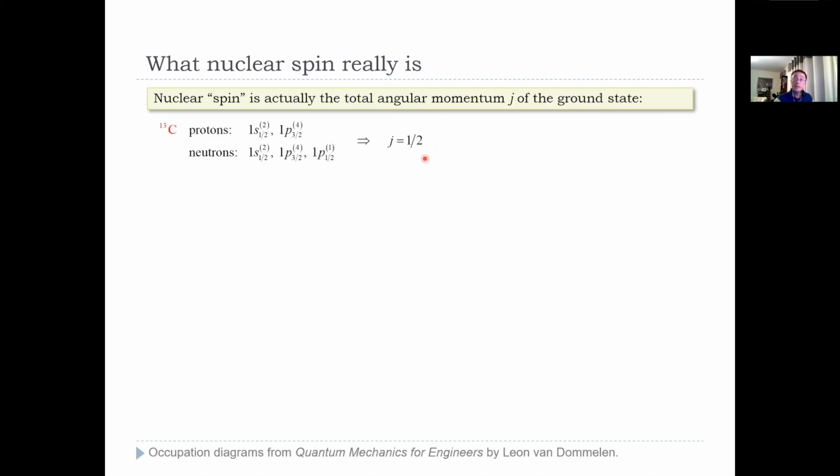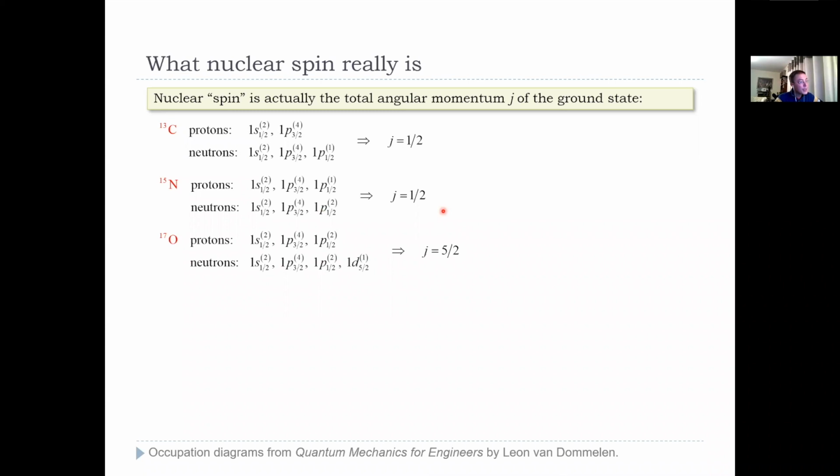Notice that the word spin here is in inverted quotes. Nuclear spin isn't actually spin. Nuclear spin is the total angular momentum of the ground state. If you look at, for example, nitrogen 14, same story. So you have an extra proton there, but you also have 2 extra neutrons. And so N15, you have paired neutrons, so no total momentum. And you've got an unpaired proton, so again, J is 1/2.